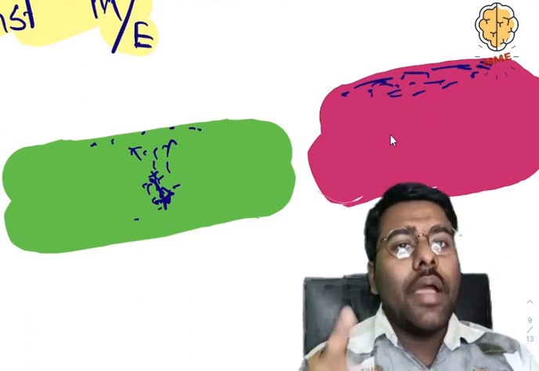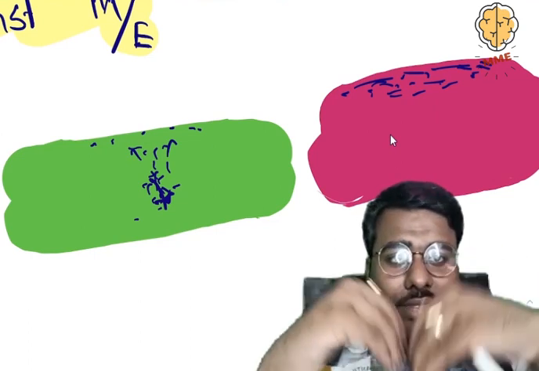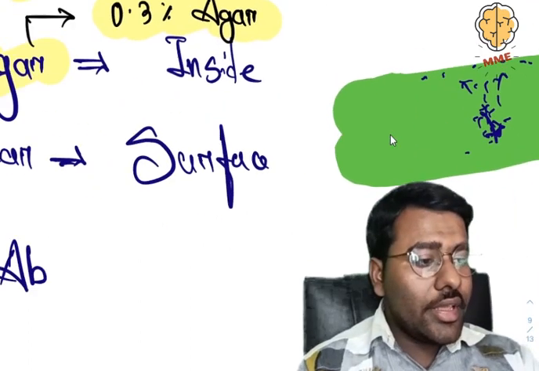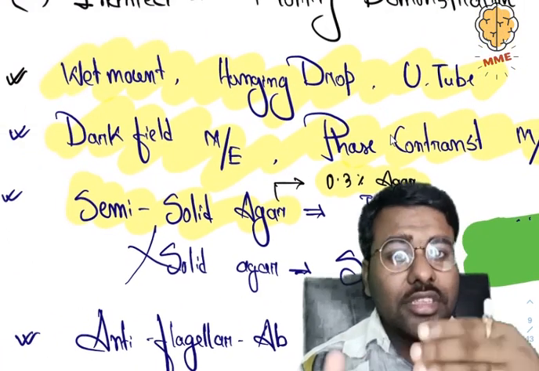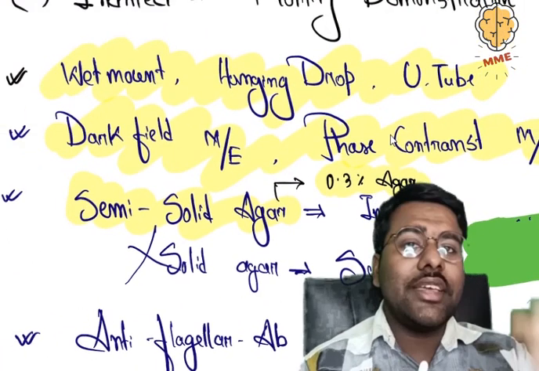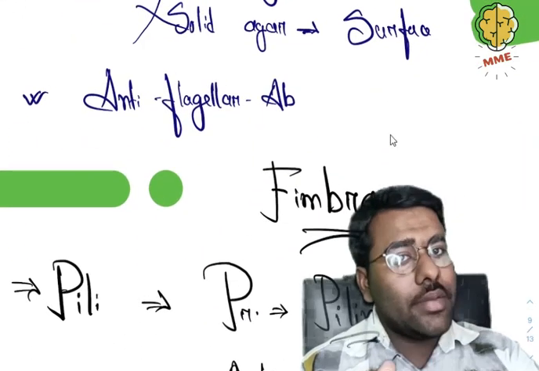In case of solid agar, the bacteria is motile, but they cannot penetrate because of the solid agar. But in case of semi-solid agar, the bacteria is motile and they grow and they can penetrate inside. So in case of solid agar, we find the bacteria on the surface, but in case of semi-solid, they are inside. Okay. Now coming to another test, this is the anti-flagellar antibody testing.